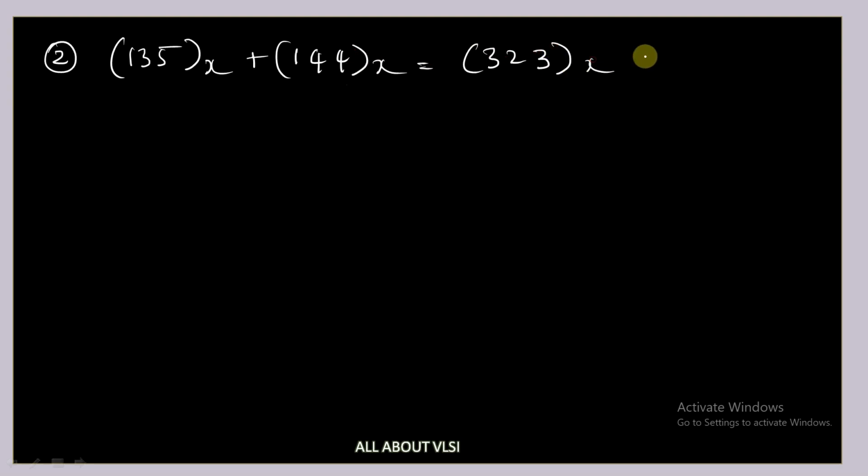Let's say you have a number 135 base 6 plus 144 base 6, which is equal to 323 to the base 6. We need to find the value of x. So you can try this one. So we have 135 base x plus 144 base x equal to 323 base x. We need to find the value of x. Take your time and try this one.